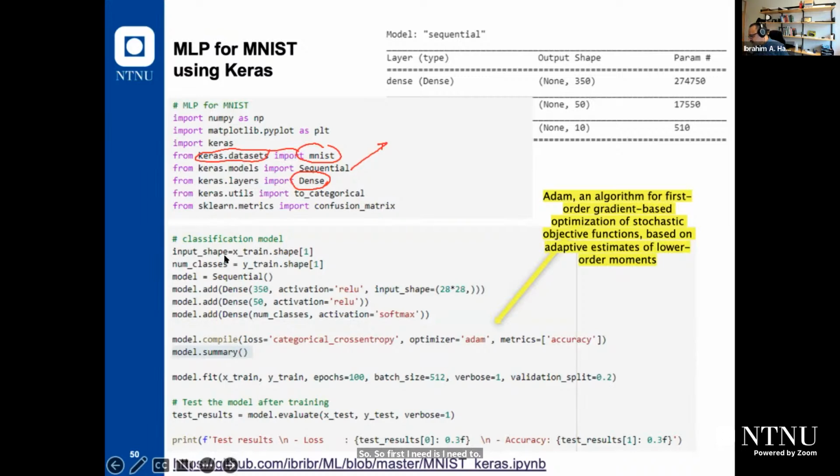We have the number of classes. The number of classes will be the shape of Y train, right? Model equals sequential. We need to build the model. So model equals sequential. We use the sequential API, and in this model we will add a number of layers.